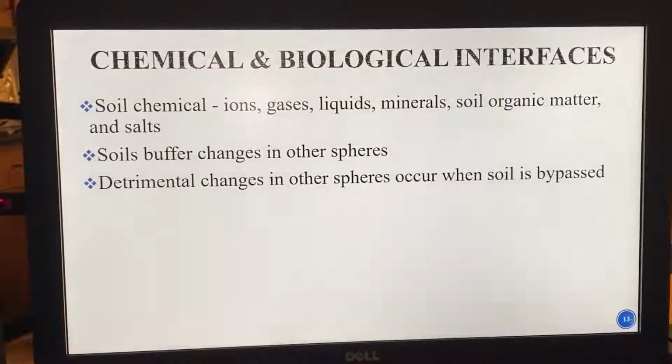So if you bypass the soil... we can use soils as filters, for remediation, things of that nature. The pollutants or the chemicals that are in the rain, the soil can then change into something that the plants can use. So it's not only a filter, it also recycles these elements through the biogeochemical cycling.